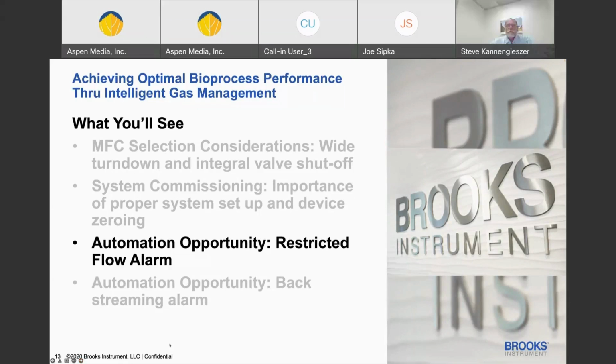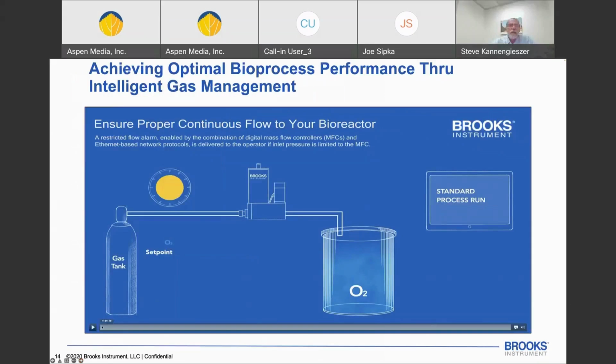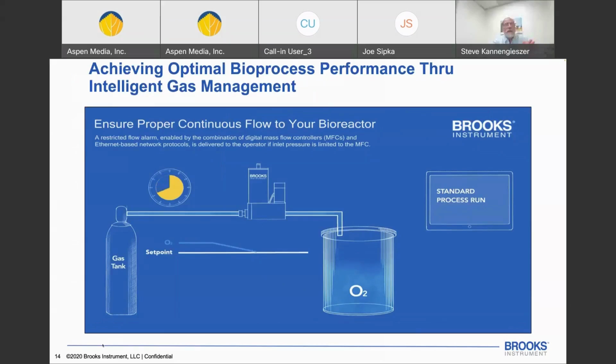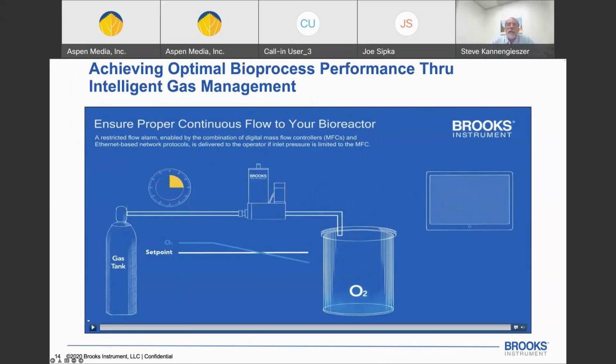All right, at this point, we're going to get into a couple of the automation opportunities. The first is the restricted flow alarm. The restricted flow might be caused by a faulty valve, faulty regulator, or a clogged filter.